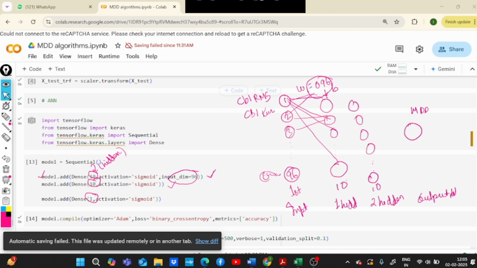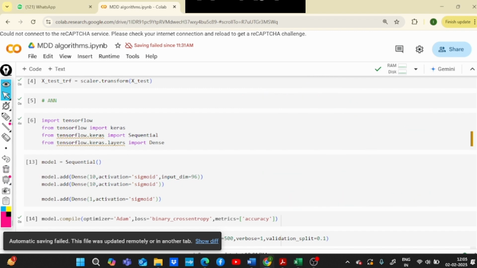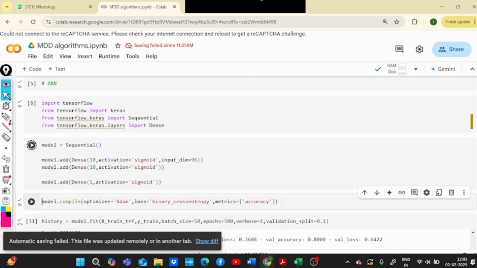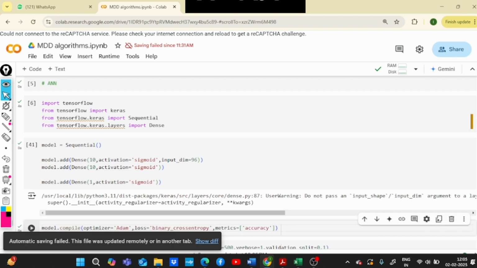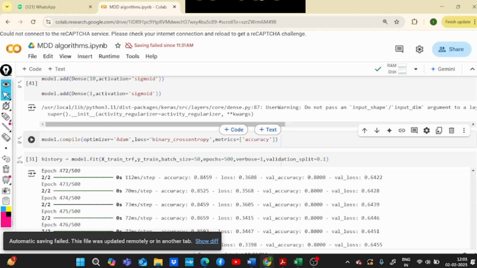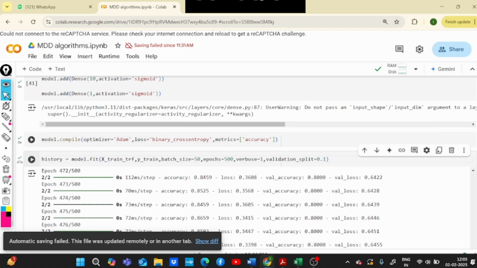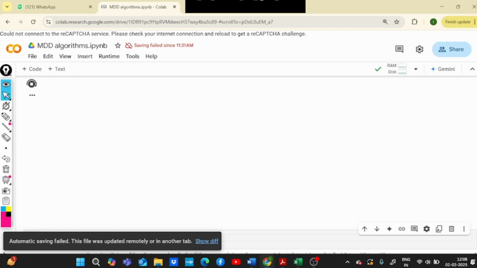So let us just run this part. I'm deleting this part. Let me run this part now and form the architecture. Shift run. It is forming the architecture, and then we are compiling the model. We are using accuracy as the metric and binary cross entropy as the loss function. Now I want 500 epochs, meaning 500 iterations, with a validation split of 0.1. Let me just run. Now you can see how the accuracy changes at every iteration.